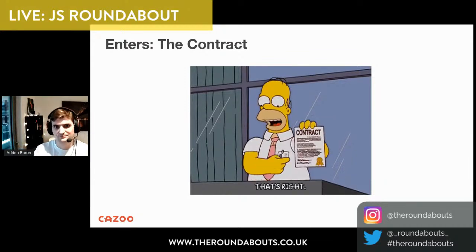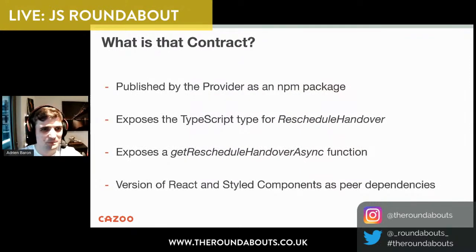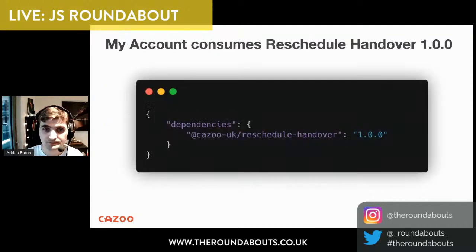Enter the contract, which is a nice concept we came up with. So basically, the providers, the people that provide the rescheduling component, for example, publish an NPM package. That NPM package has the TypeScript type for the reschedule handover component, a function called getRescheduleHandoverAsync that lets you get that component at runtime, and the version of React and styled-components it needs to run as peer dependencies.